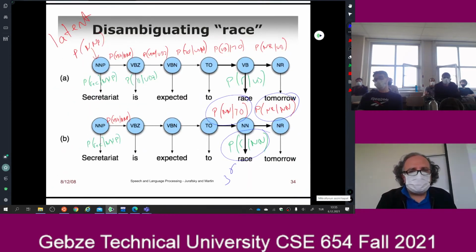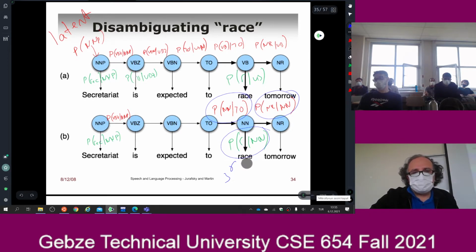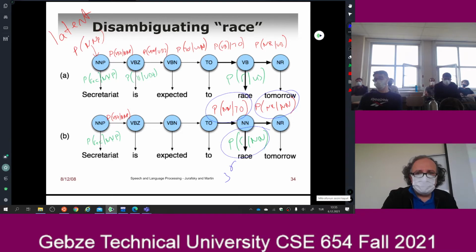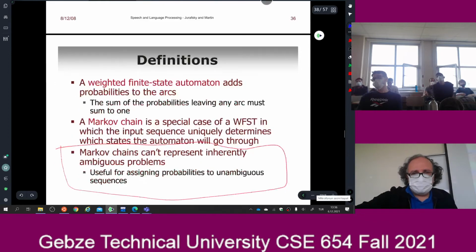We solved this problem, I guess. The Secretariat is expected to raise tomorrow, and Secretariat is expected to raise tomorrow again. Is this raise a noun raise or the verb raise? We talked about that by multiplying the transition probabilities and the observation probabilities, and we saw that raise has to be a verb here, because there is very strong evidence coming from the 'to' after it. Okay, we looked at this example.